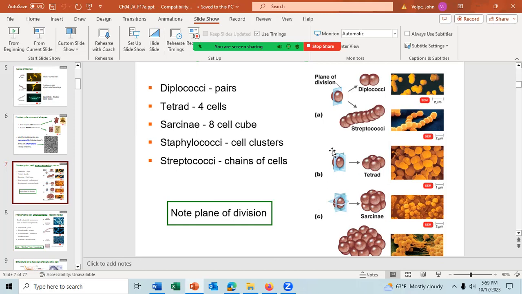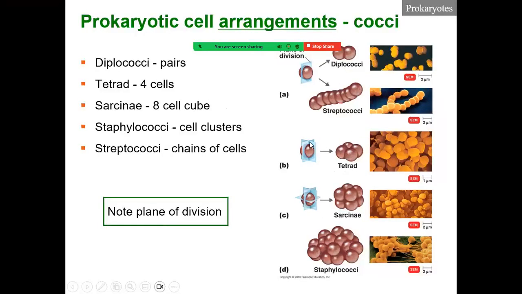If you get the cells dividing on the Y, X, and Z plane, you can get sarcinae, where there are 8 cells stuck together. Let me see if I can show you that. It's hard to see that here. Right there is a tetrad, 1, 2, 3, 4. There's 1, 2, 3, 4. The sarcinae, it's very hard to see because there's so many of them here, but there's a sarcinae. We're just going to go with that. And you can see everything except for that one cell right there.